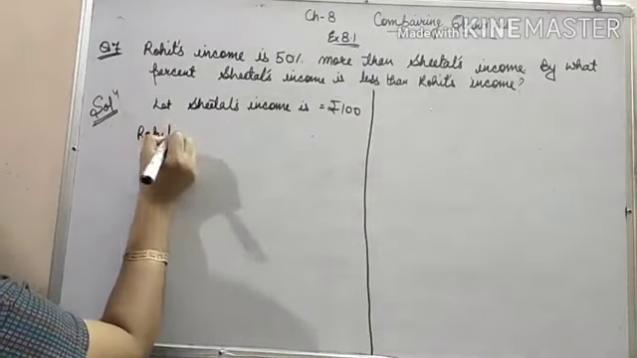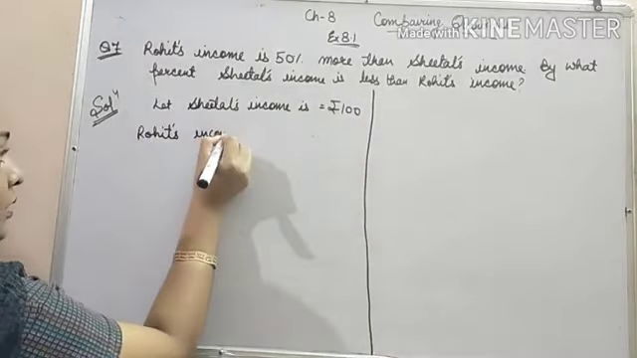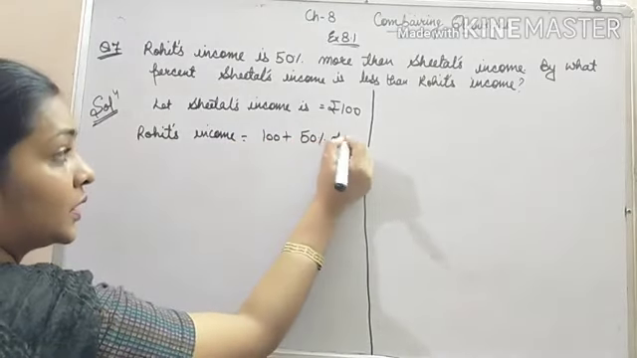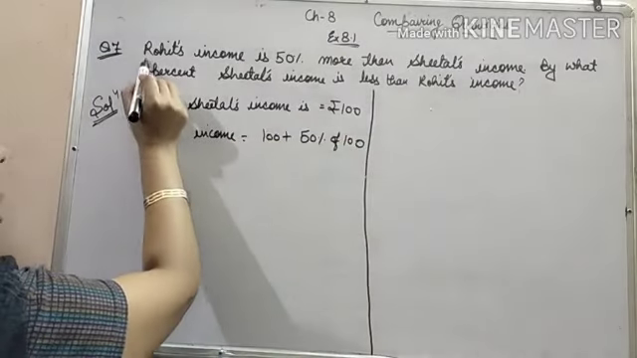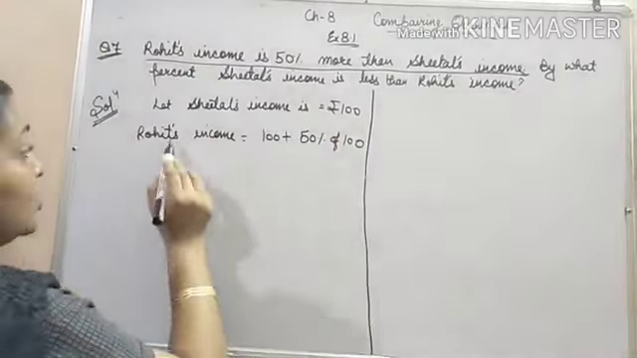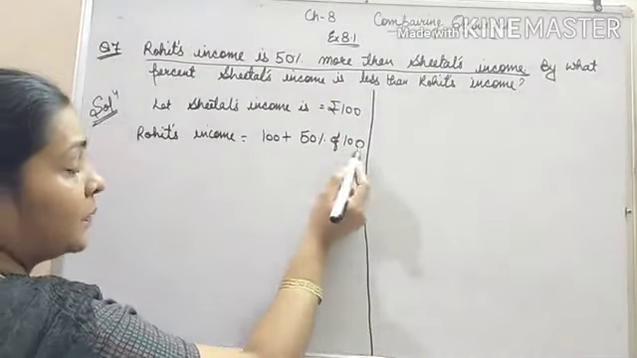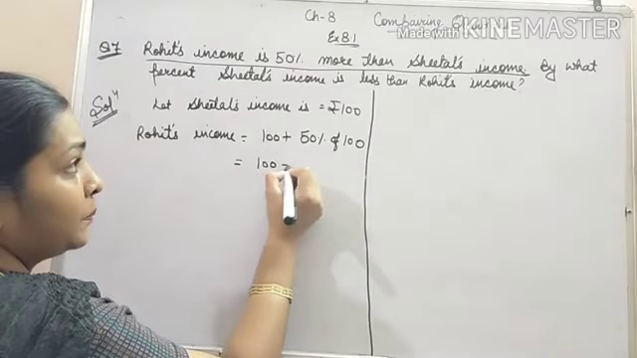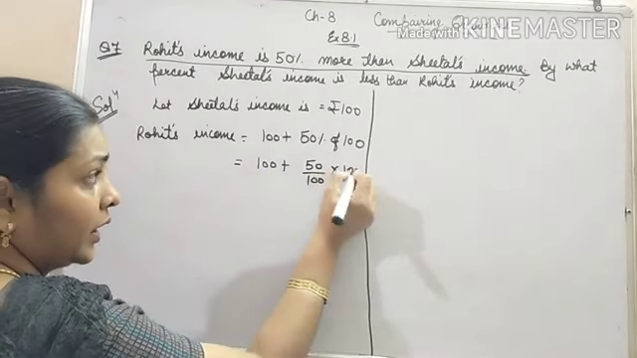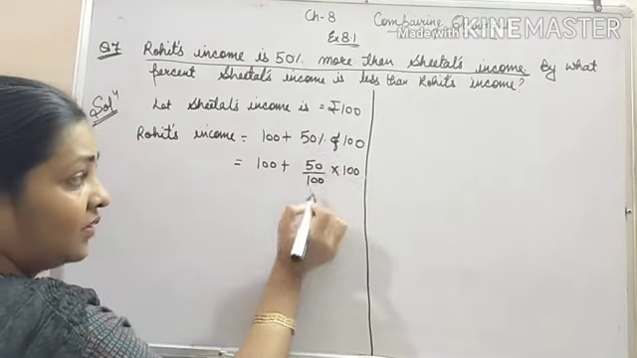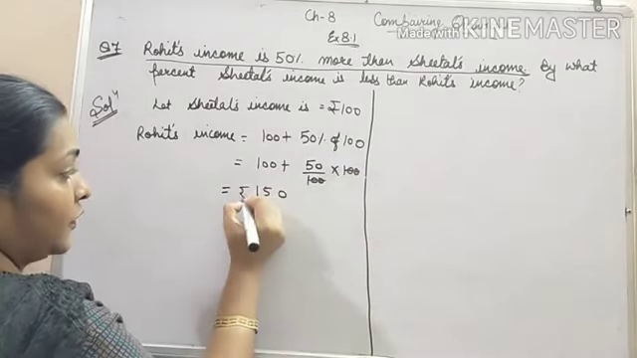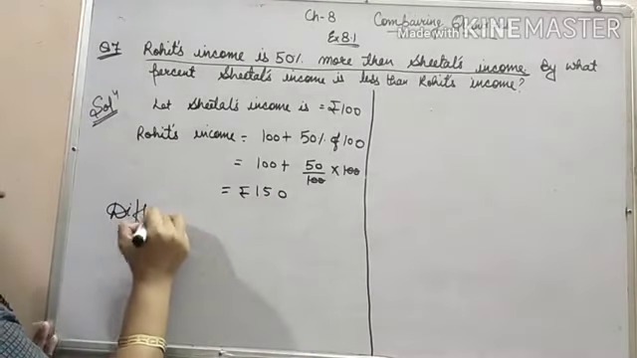Rohit's income will be 100 plus 50% of 100, because in the statement it is given that Rohit's income is 50% more than Sheetal's income. So Rohit's income will be 100 plus 50 by 100 into 100, because to remove the percentage sign we always divide by 100. That means rupees 150.